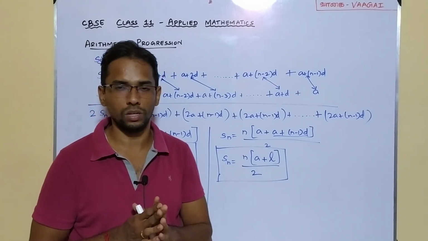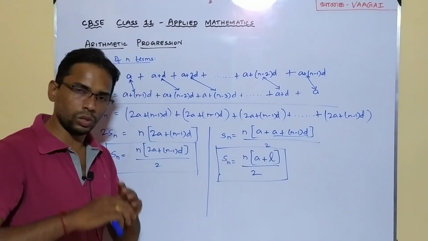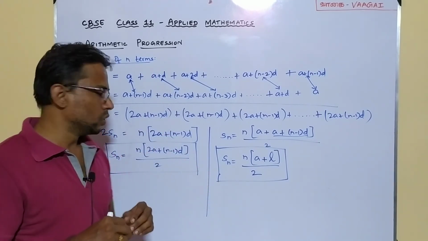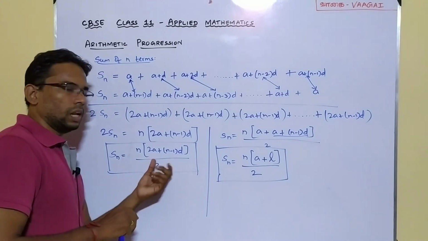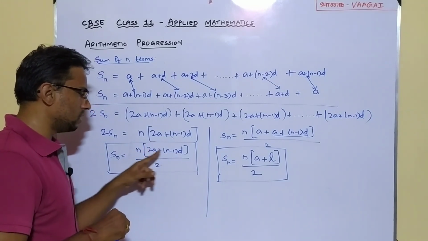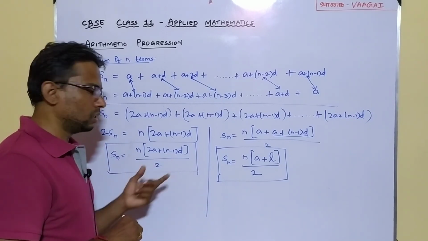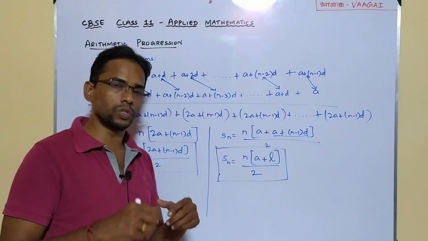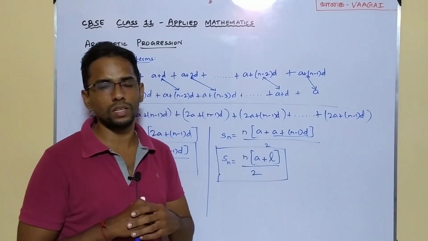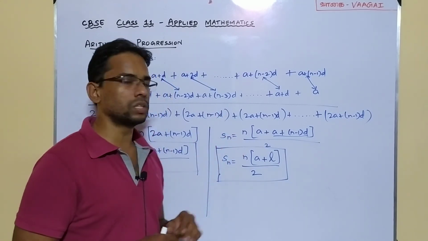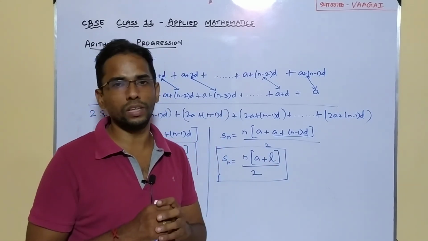So we have got two formulas. Both are equivalent formulas, but the use is differing. When you have no idea about the last term, and you only know the first term, the difference and the number of terms, you can use the first formula. But if you clearly know the last term and the first term, and also how many terms are there in that series, provided it is an arithmetic progression, you can definitely use this second formula also in order to get the answer.